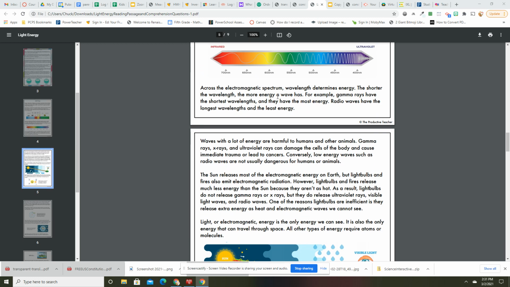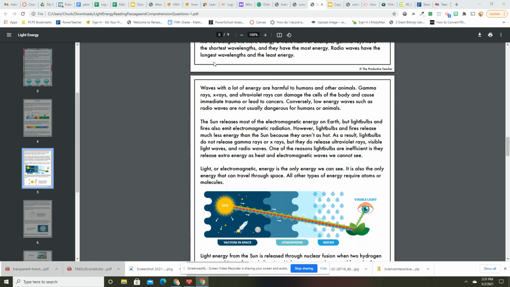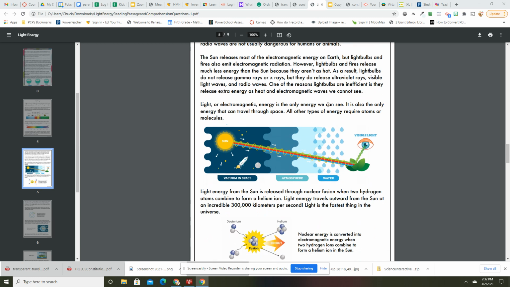Across the electromagnetic spectrum, wavelength determines energy. The shorter the wavelength, the more energy a wave has. For example, gamma rays have the shortest wavelengths, and they have the most energy. Radio waves have the longest wavelengths and the least energy. Waves with a lot of energy are harmful to humans and other animals. Gamma rays, X-rays, and ultraviolet rays can damage the cells of the body and cause intermediate trauma or lead to cancers. Conversely, low energy waves such as radio waves are not usually dangerous for humans or animals.